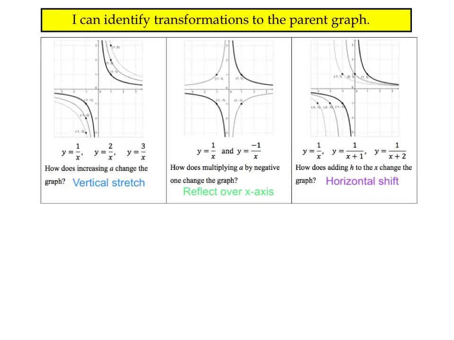What happens? Hopefully you noticed that, like we talked about, when I increase the a value, that value in the numerator, it's going to cause a vertical stretch. So now instead of going to 1, 1, it's going to be at 1, 2, or it's going to be at 1, 3. Likewise, in the negative direction, it does that as well. Like we talked about, when I multiply a by a -1, it's going to reflect it over the x-axis. So what was above the x-axis is now below, and what was below is now above. And then adding onto the denominator is going to cause a horizontal shift left.